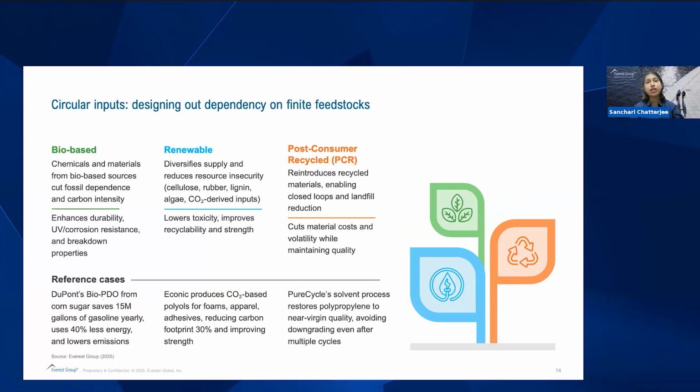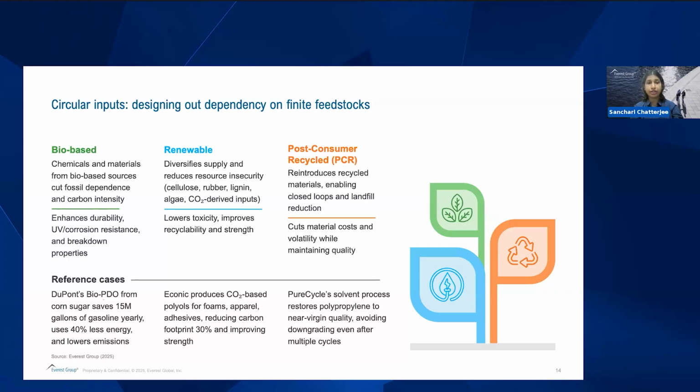Sure. So when we talk about circular inputs, we're talking about designing our material strategy to eliminate dependency on finite fossil resources. Here there are three main approaches: bio-based, renewable, and post-consumer recycled inputs. Each of these plays a different but very complementary role. Take bio-based inputs, for example. DuPont's bio-PDO from corn sugar saves nearly 15 million gallons of gasoline a year and uses 40% less energy. That's a real example of performance and sustainability going hand in hand.